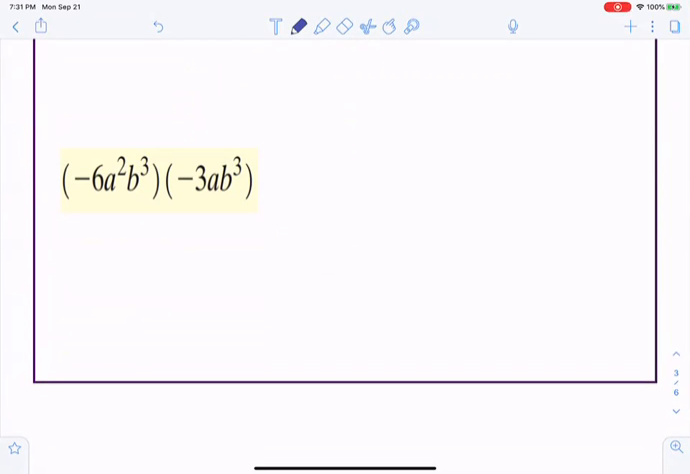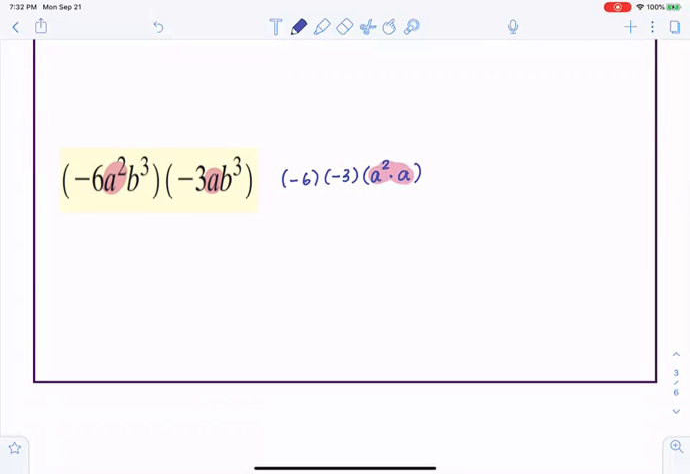So we want to use the multiplication rule in this case. In a problem like this, I recommend students to rewrite it by grouping the terms, because you're simply multiplying a bunch of exponents. What do I mean by grouping? I'm going to combine all the numbers together first. So I have negative 6 and I have negative 3. And write all the a terms together. So I have a squared multiplied by a.